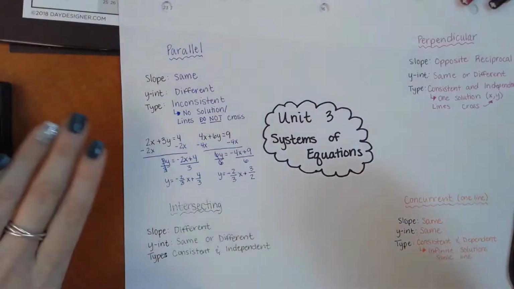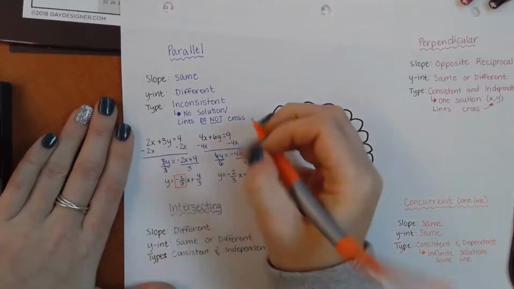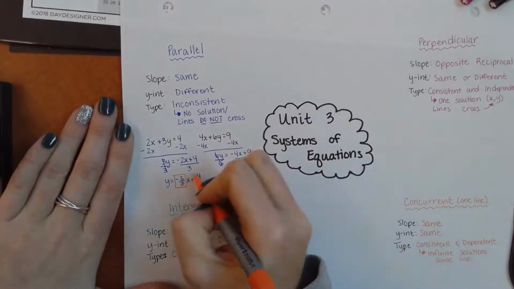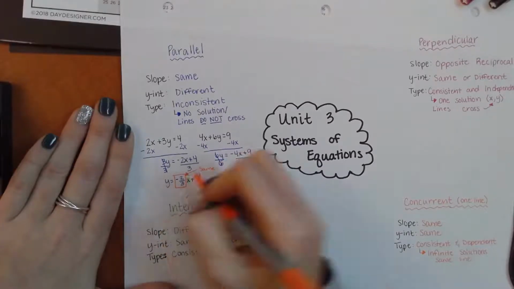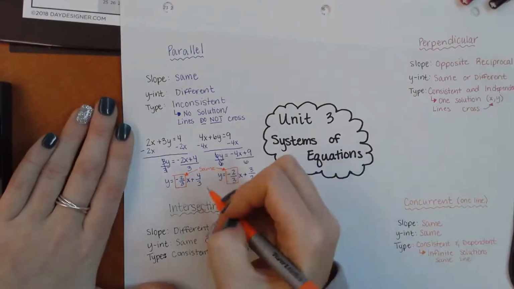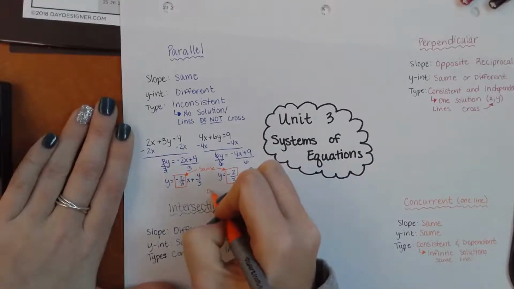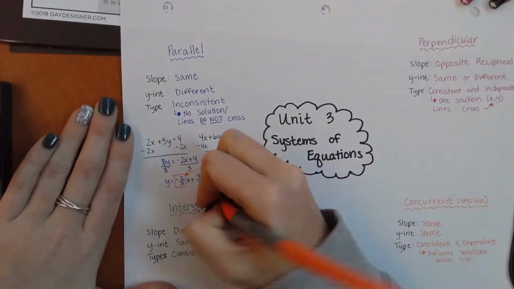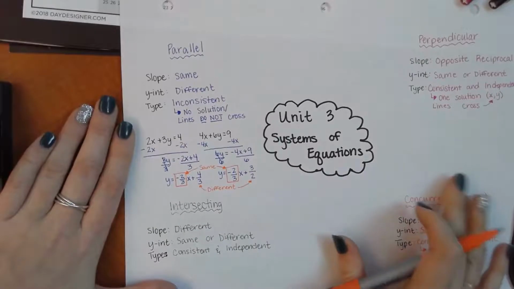So as you can see here, my slopes are the same, but my y-intercepts are different, which makes them parallel.